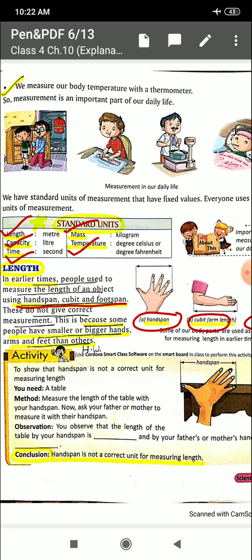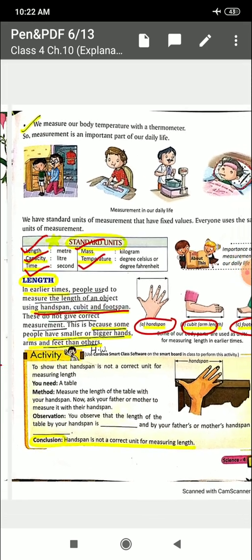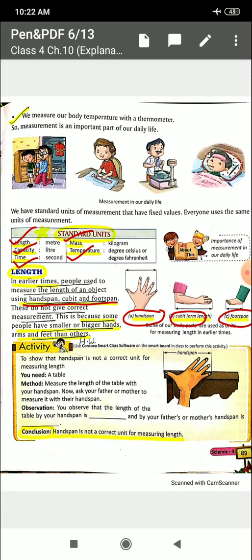It will vary. If for example the length of the table is 6 hand spans of yours, it will be 3 or 4 hand spans of your father or mother. Why so? Because some people have bigger arms, hands and feet than others, because our body size varies. That's why these are known as non-standard units to measure length, which people used in earlier times.